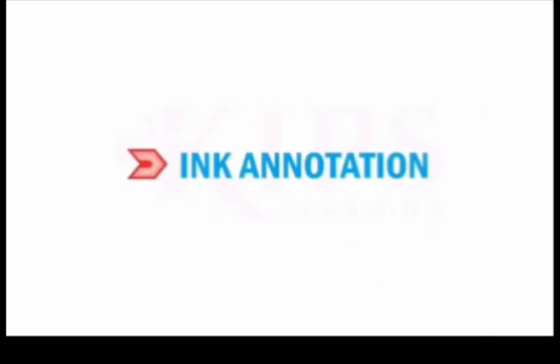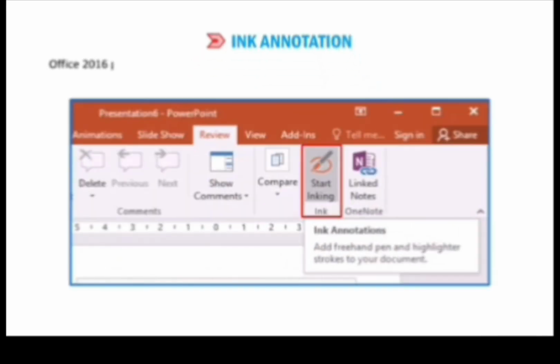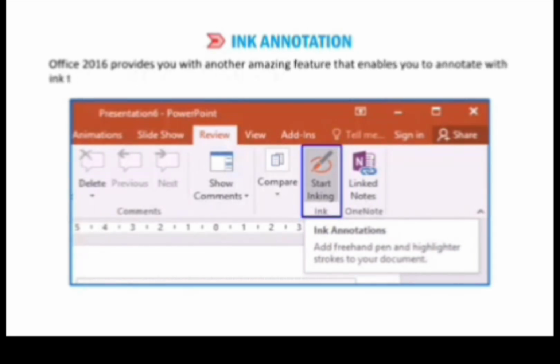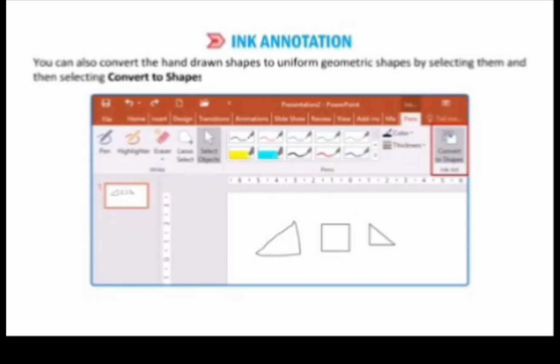Okay, let me tell you about ink annotation now. Office 2016 provides you with another amazing feature that enables you to annotate with ink to write notes, create shapes, highlight a key concept, and much more. You can also convert the hand-drawn shapes to uniform geometric shapes by selecting them and then selecting Convert to Shapes.